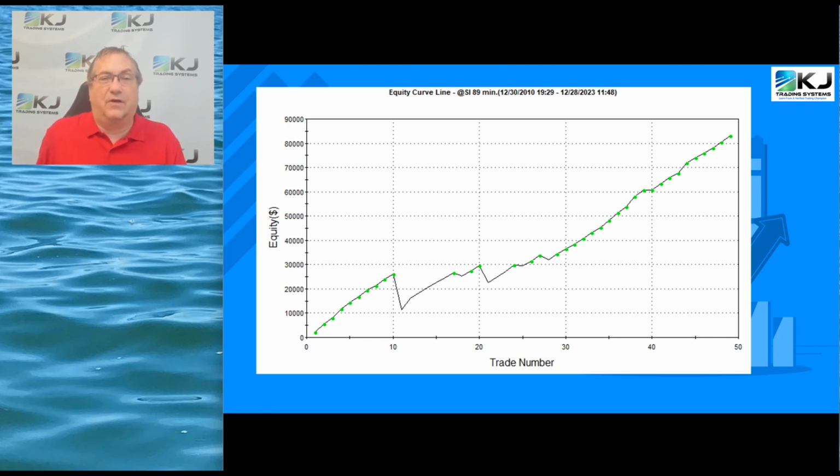This is just the closed trade equity. Something you also should look at is the open trade equity. It'll show your intra-trade drawdowns. This just shows closed trade performance.